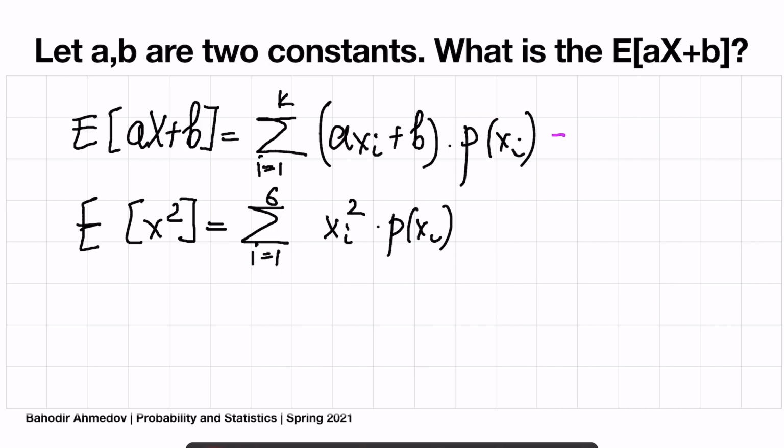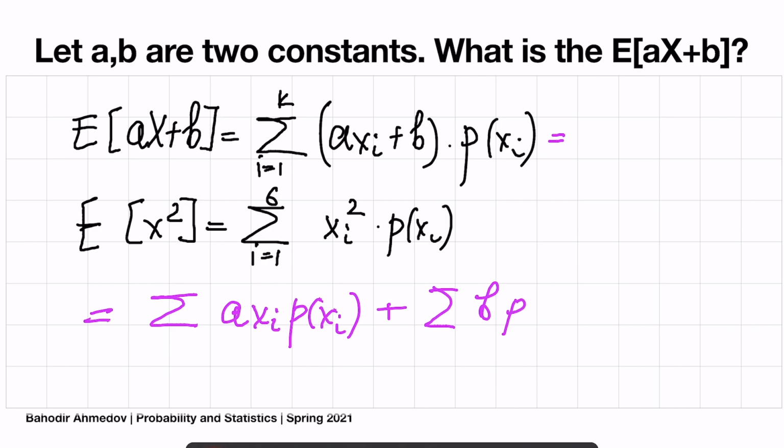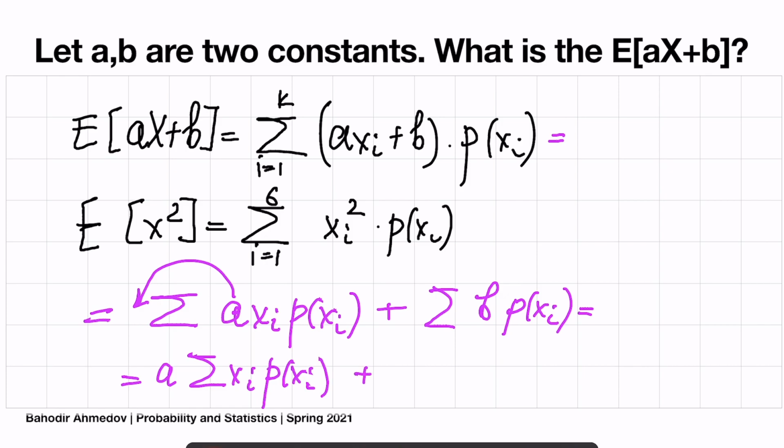So if you open all of the brackets, what you get is the summation of a x_i p of x_i plus the summation of b p of x_i. Then you can take out this a from the brackets, and you have a times the summation of x_i p of x_i, plus, if you take out the b from the brackets, you have simply the sum of all of the probabilities. So could you please tell me what is the summation of x times p of x, the summation of all of these values?